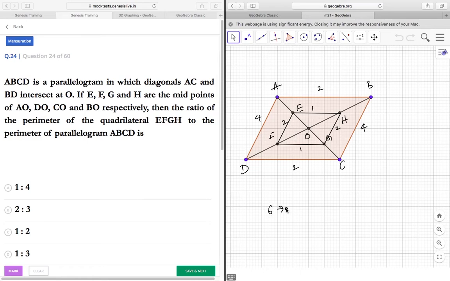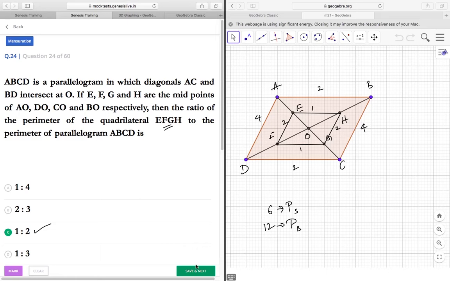6 is the perimeter of the smaller quadrilateral, and that of the bigger one is 4 plus 2 plus 4 plus 2, that is 4 plus 2 is 6, into 2 is 12. So the bigger one is 12. So you can clearly see the ratio is 1:2. Initially they have given EFGH, so the ratio is 1:2, not 2:1. So there is no option 2:1. So you are safe with respect to that, option C.